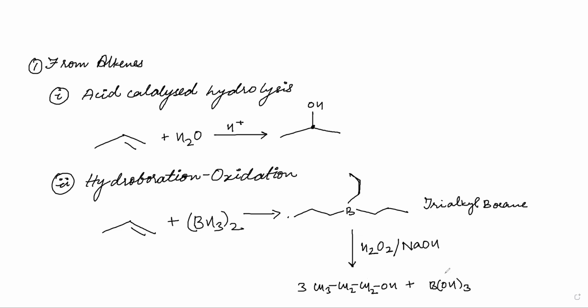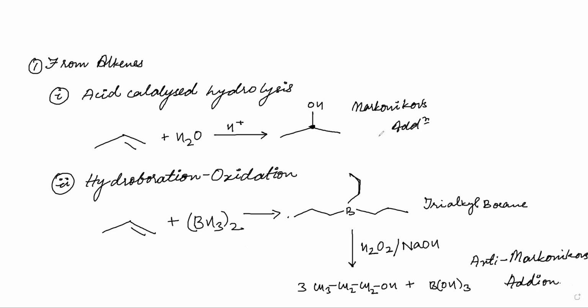So in the first sequence, what do we have? We have alcohol on the carbon which has less number of hydrogen atoms. This is Markovnikov's addition. And by hydroboration oxidation, we get the anti-Markovnikov product, that is anti-Markovnikov addition.